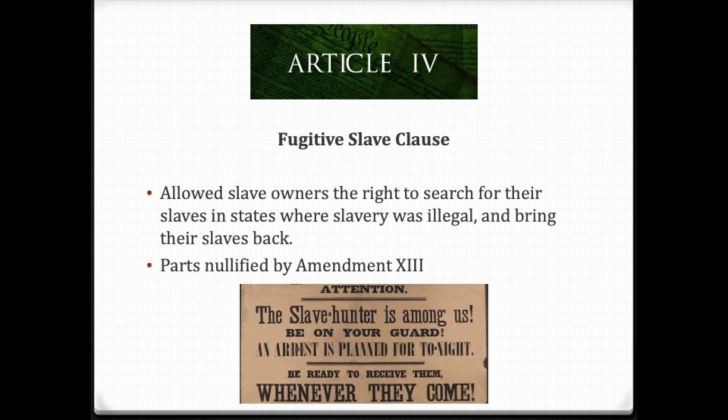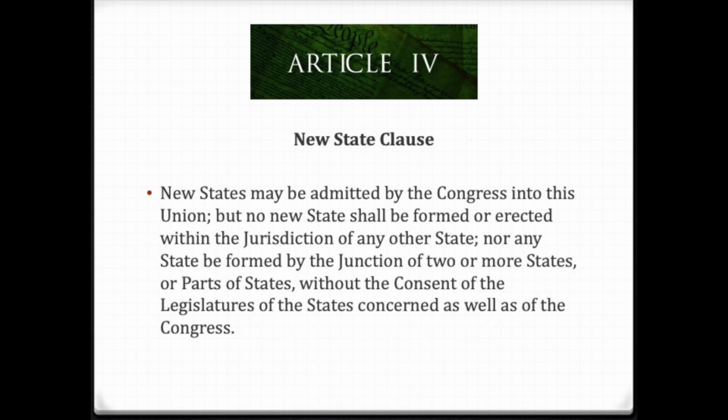Now, this was all nullified by the 13th Amendment, which abolished slavery and prohibited involuntary servitude, which nullified this provision. The next clause under Article 4 is the New State Clause. And basically, what this means, and you can read it right there, is that Congress can admit new states into the Union, but a single state cannot create a new state within its boundaries. For example, the state of New York cannot make New York City a separate state.